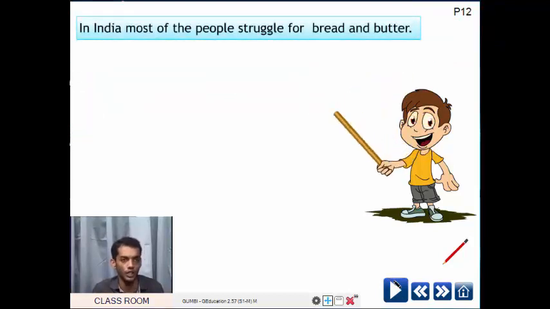Okay. Look at the next sentence carefully. In India, most of the people struggle for bread and butter. Repeat it. In India, most of the people struggle for bread and butter. Do you know bread and butter? Yes. But here we are not taking the actual meaning of bread and butter. Right? So tell me, what does it mean? Try to understand the meaning of this idiom in the context it is used.